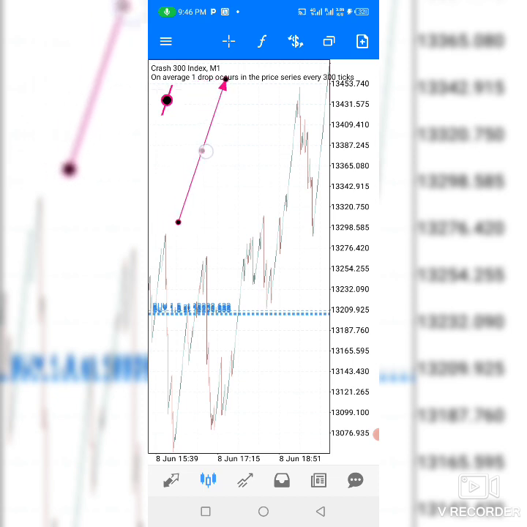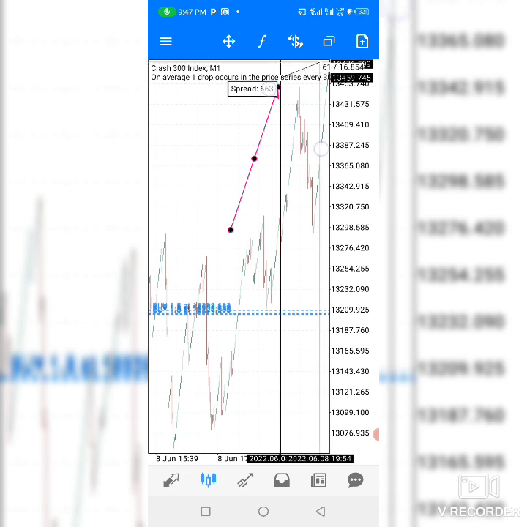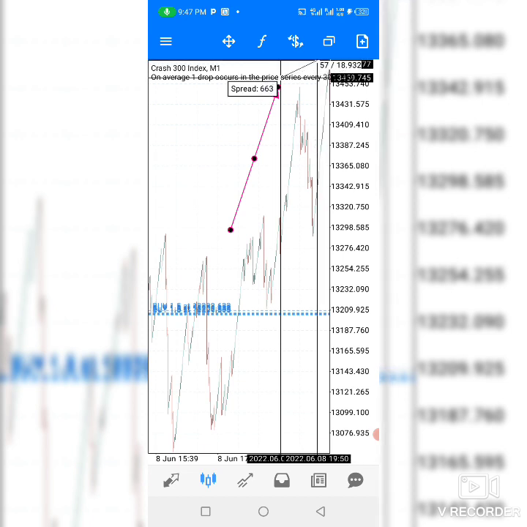On average, one drop occurs in the price series every 300 ticks, or around this zone. Crash 300 index M1 is still the same thing. There's not much difference here. If you check the peak difference, it will not be much. Check here, so that will be the risk level. It will not be much.